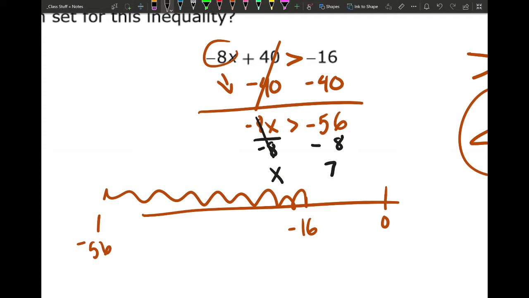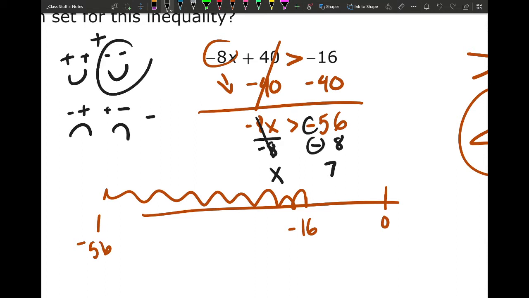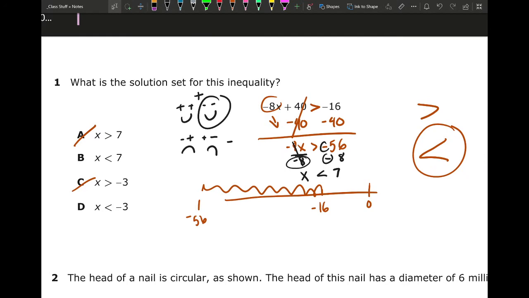7. Now we have a different rule for positives and negatives with multiplication and division. Same signs is happy, so it's positive. Regardless of whether both signs are positive or negative, an even number of the same signs is going to be positive. However, if you have opposite signs, it's going to be sad, which means negative. In this case, we have the same signs, so it's going to be positive. My answer is positive 7, and I divided by a negative number there, so this has to flip. My only answer choice is going to be B.